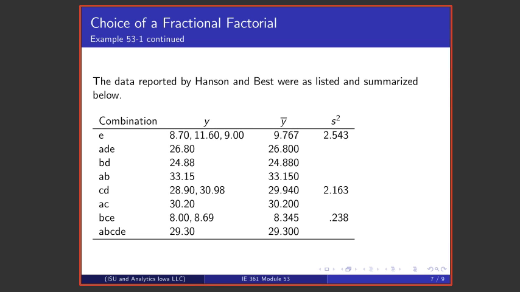Here, just to make this as concrete as possible, are the data that were reported by the investigators. Combination E, there were 3 runs made with that kind of catalyst, for a Y bar of 9.767 and a sample variance of 2.543. There are the raw data values, and so on. Only 3 of these combinations had more than one observation. So this is a partially replicated fractional factorial.